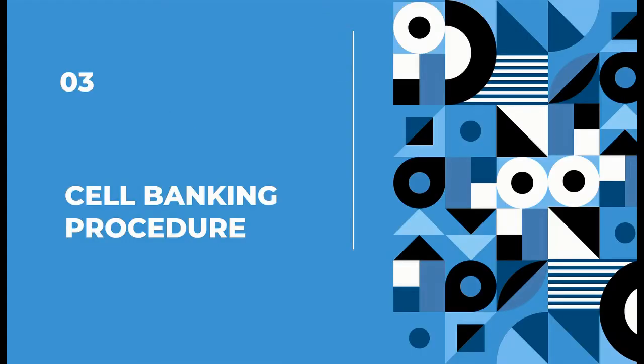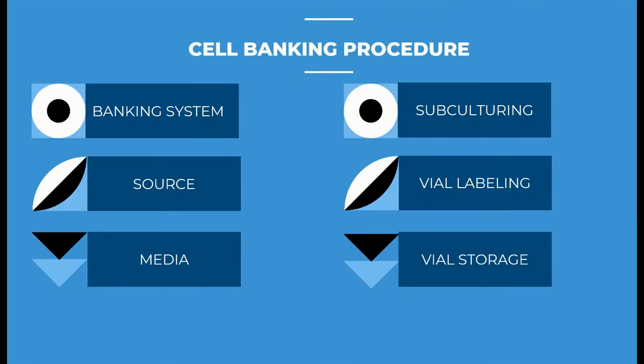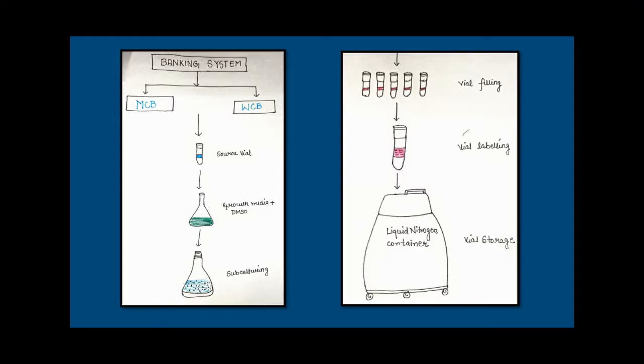So how are the cell banks made? The procedure includes the banking system, the source, the media, subculturing, vial labeling and vial storage. These are the various steps through which the cell banks or the cryo vials are prepared. If you see the banking system, it has MCB and WCB. For both we need a source vial. For MCB the clone is the source, and for WCB the MCB is the source.